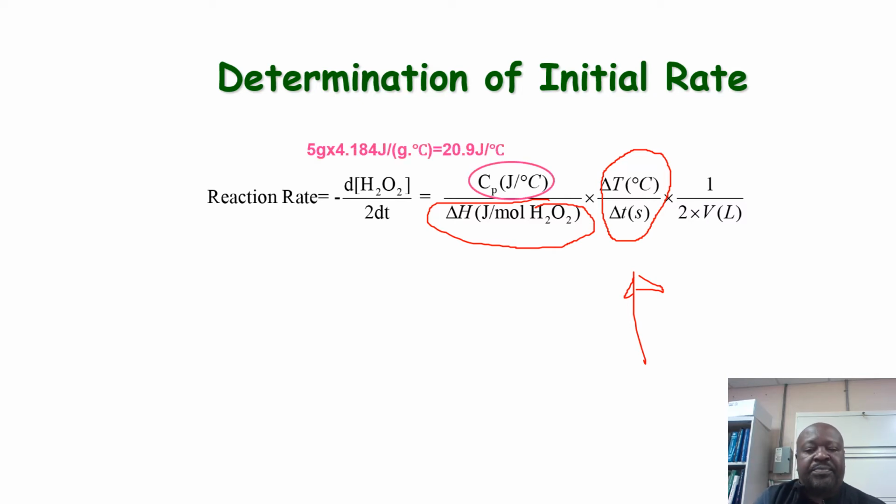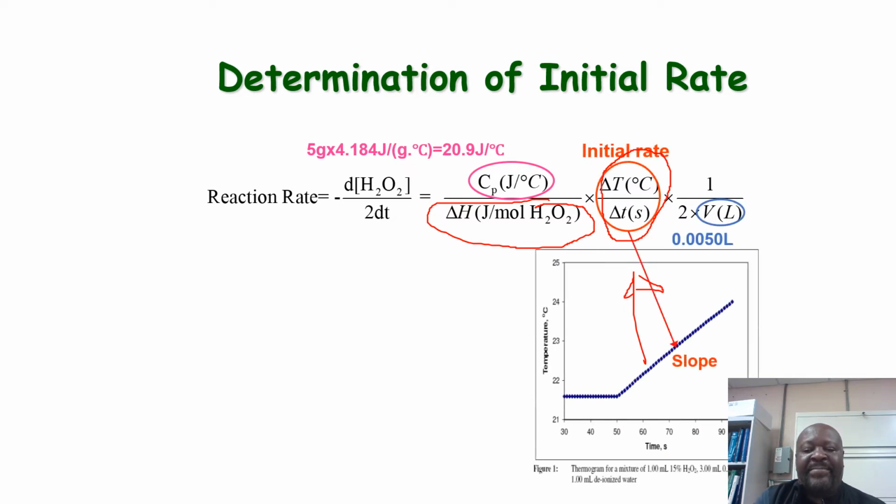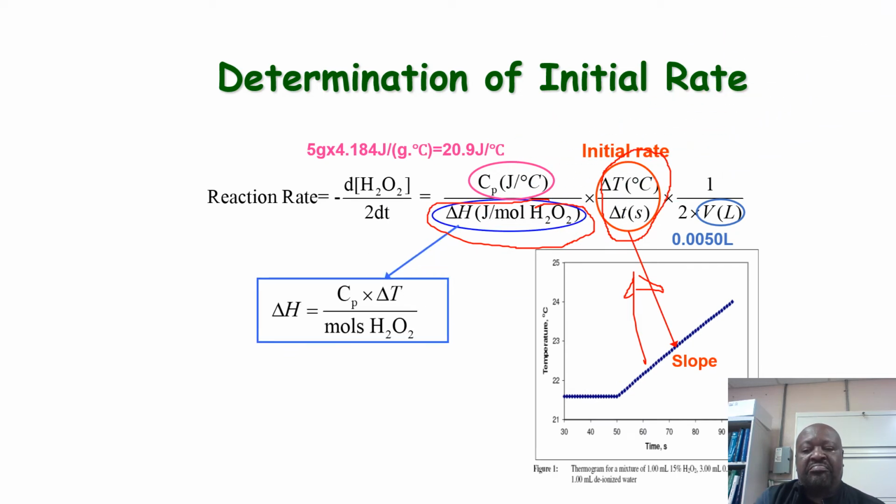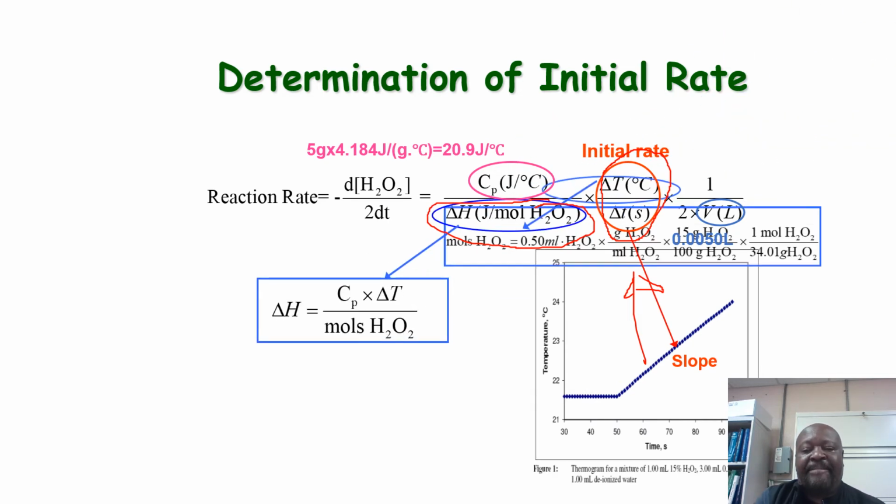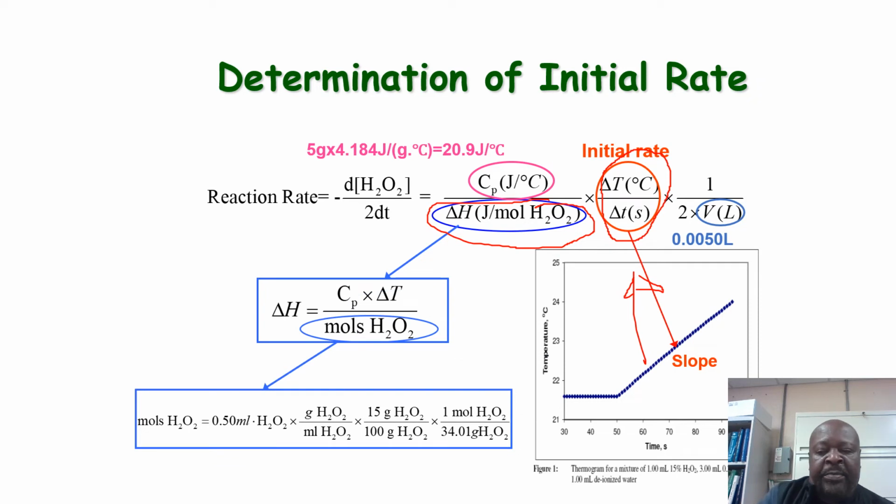Moving along. There it is. All right. So here is the specific heat that I was talking about, and that's the 20.9 joules. For the enthalpy, of course, we need to determine the moles of H2O2 decomposed in order to find the enthalpy of the reaction. I'll profile that later.